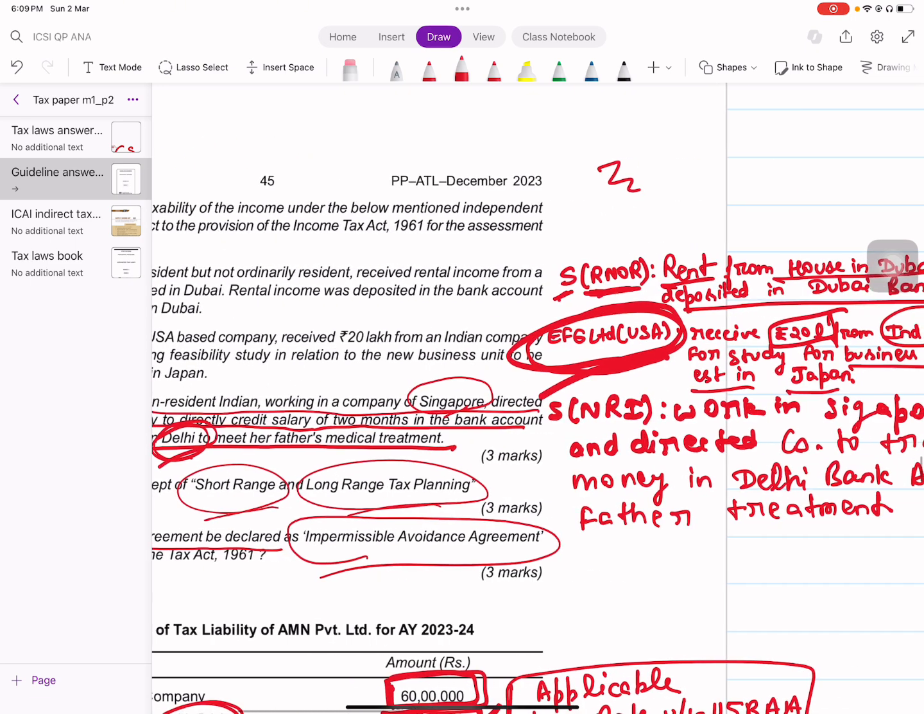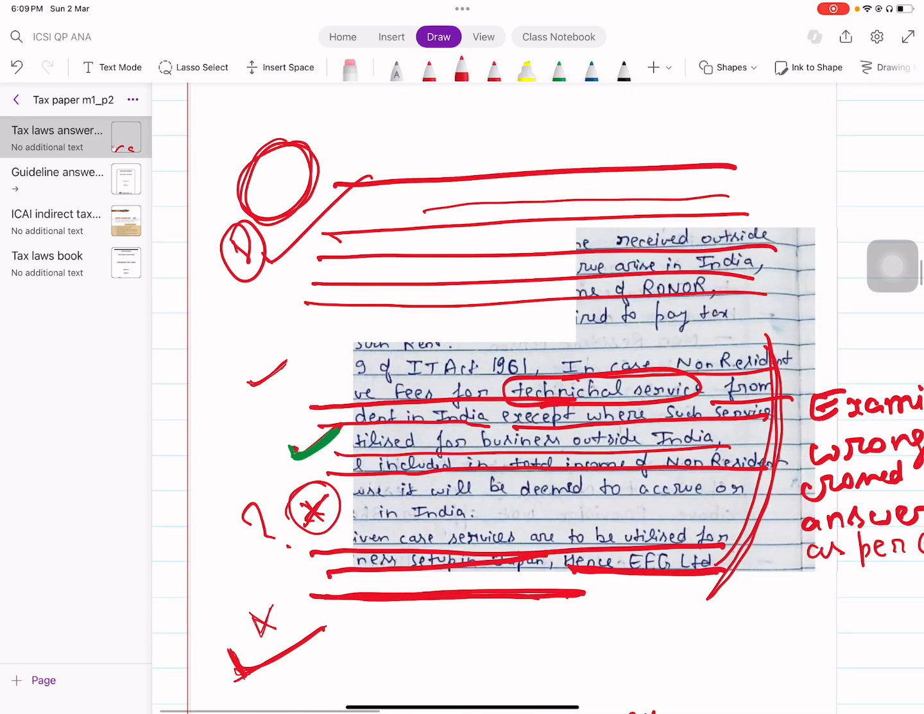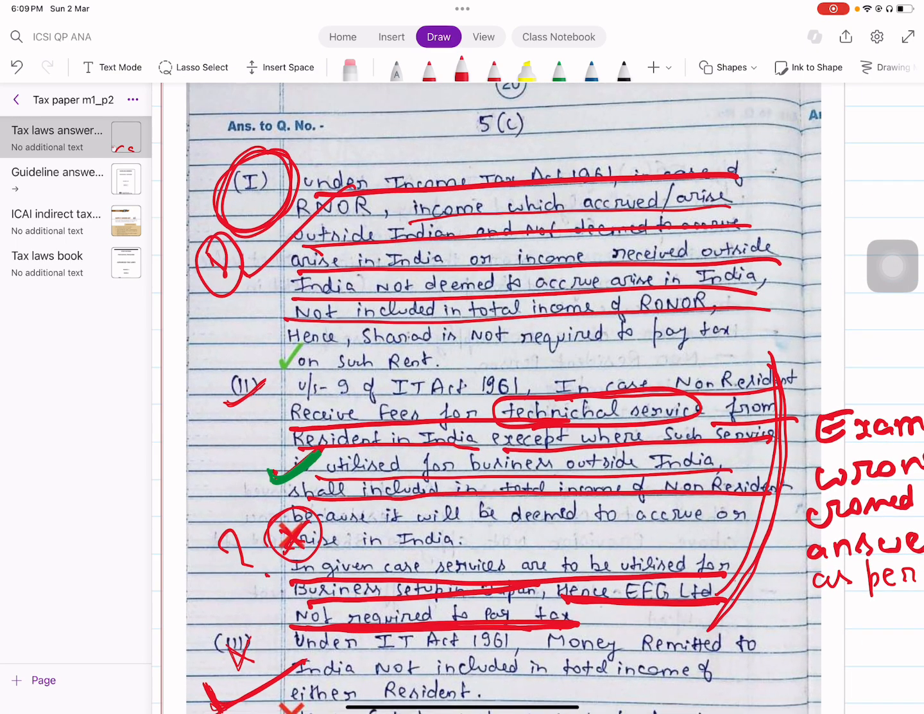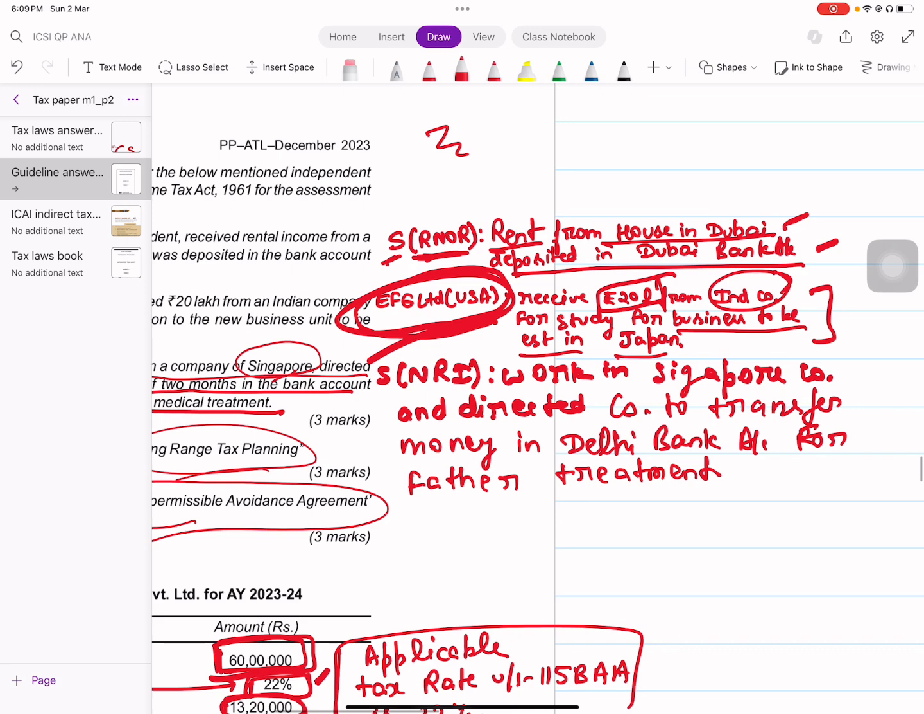Now in this, the first question asked was, Mr. S, who is an RNOR, received rent from a house in Dubai and deposited it in a Dubai bank account. So under the Income Tax Act, in case of RNOR, income which accrues or arises outside India and is not deemed to accrue or arise in India is not included in the total income of RNOR. Hence, Sharad is not required to pay any tax on such rent. It was correct.